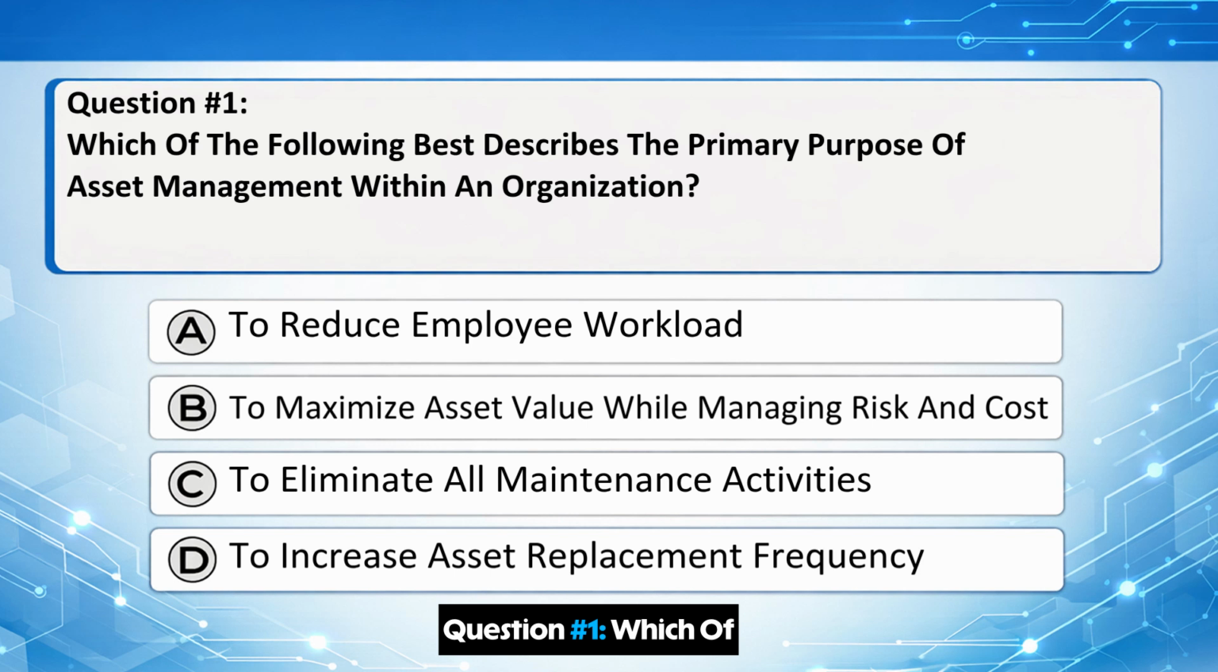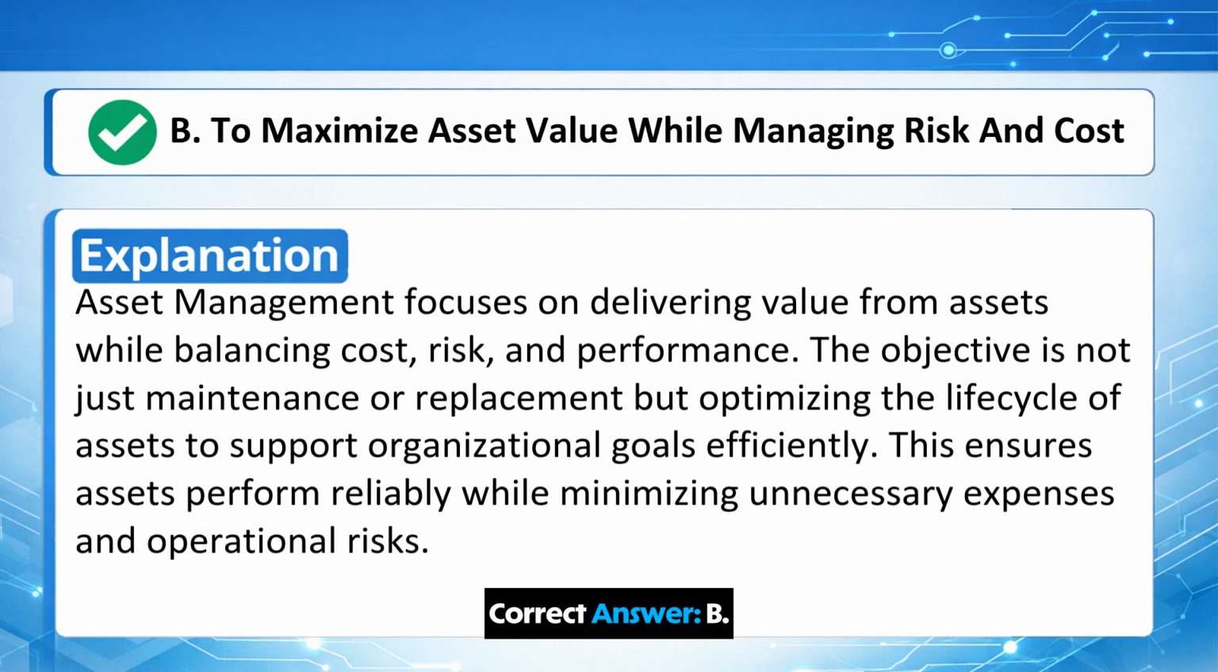Question number 1. Which of the following best describes the primary purpose of asset management within an organization? A. To reduce employee workload. B. To maximize asset value while managing risk and cost. C. To eliminate all maintenance activities. D. To increase asset replacement frequency. Correct answer, B. To maximize asset value while managing risk and cost.